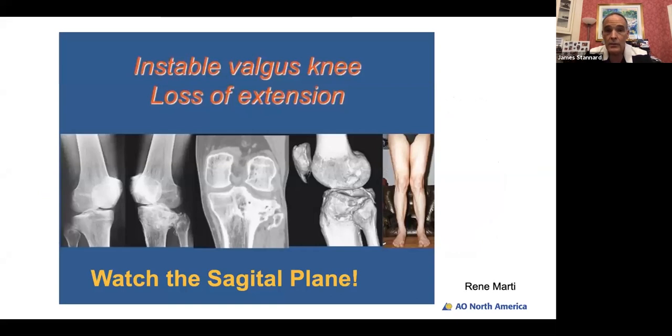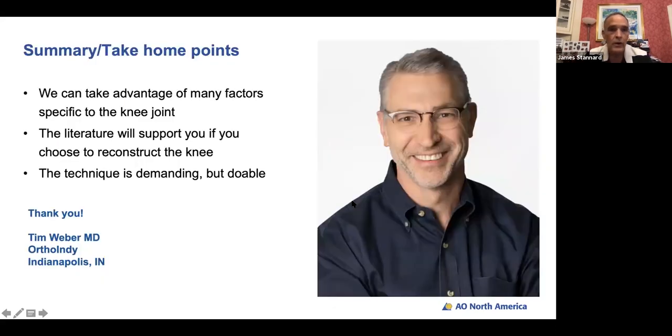An unstable valgus knee with loss of extension, you need to watch that sagittal plane and look where it is as well. Don't get sucked into only looking at the coronal plane. Be careful of this, because that's really where the bigger deformity was. So Tim's summary and take-home points were that we can take advantage of many factors specific to the knee joint. The literature will support you if you choose to reconstruct the knee, and the technique is demanding but very doable.